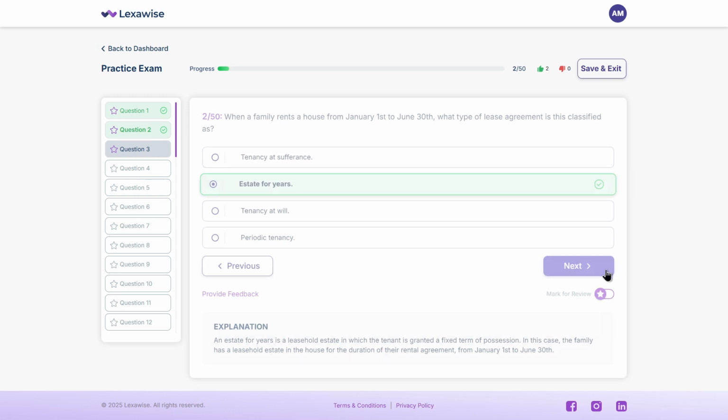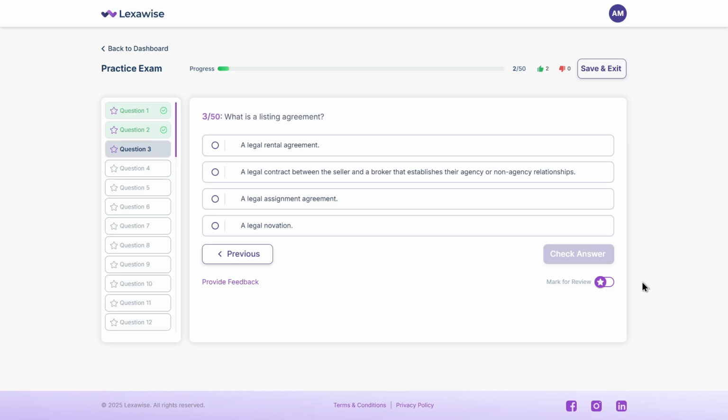Next question. What is a listing agreement? A. A legal rental agreement. B. A legal contract between the seller and a broker that establishes their agency or non-agency relationships. C. A legal assignment agreement. D. A legal novation. Pause to decide.